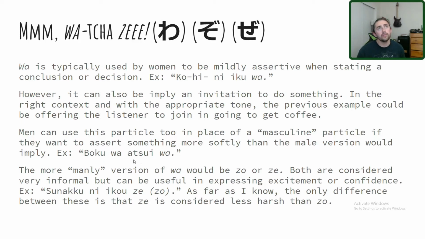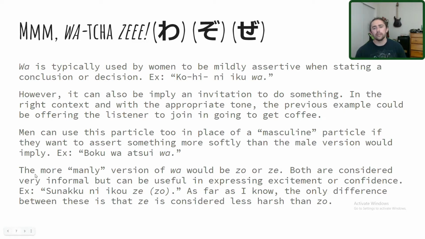Also, I've specifically chosen wa here to indicate why it's important that the wa that is a particle does not use this character, right? This is the normal character for wa. And when it is a sentence ending particle, you use the regular wa. But when it's being used as the topic marker, which we covered in part 1 of this series, you use the ha particle instead. Super important because there's confusing stuff that could happen if you have wa wa, right? Boku wa atsui wa. But anyway, that's just a little side thing there.